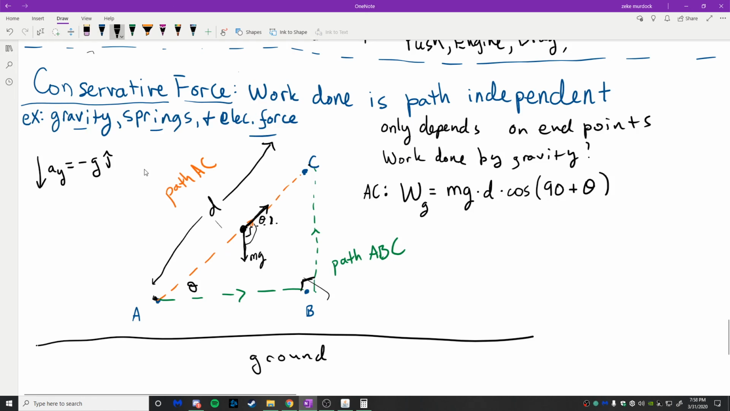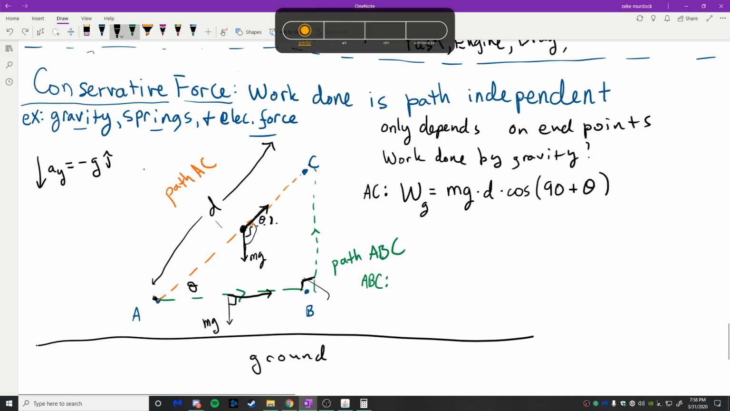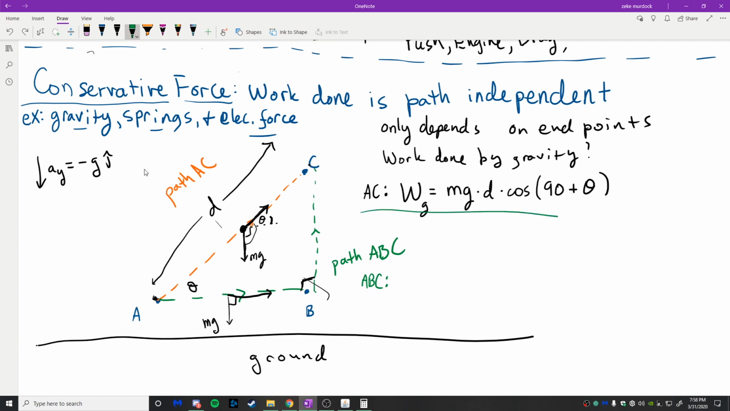Okay. All right, so work done by gravity along this path was mgd cosine 90 plus theta, right? All right, let's look at path ABC. So along this path, there's kind of two motions. The first motion, you're traveling at a vector that goes this way, but the gravity force is down like this. So the angle between the two of them, if I wanted to find, for example, the work done along AB, let's use green for this. We'll come back to this line.